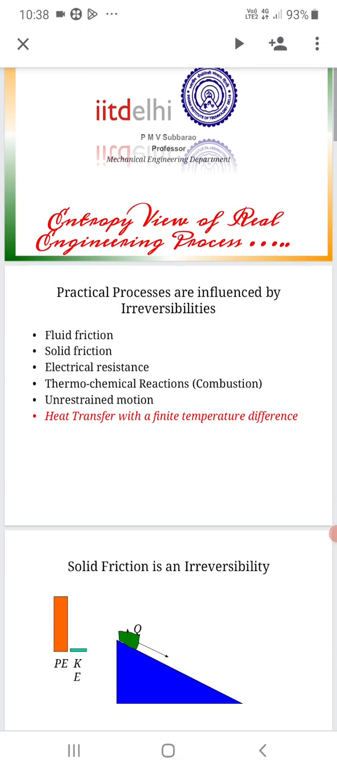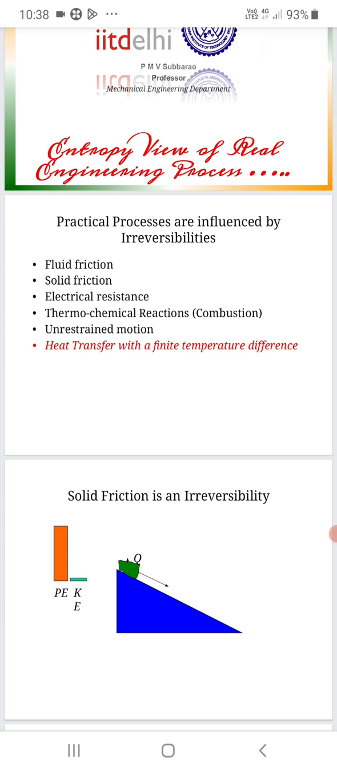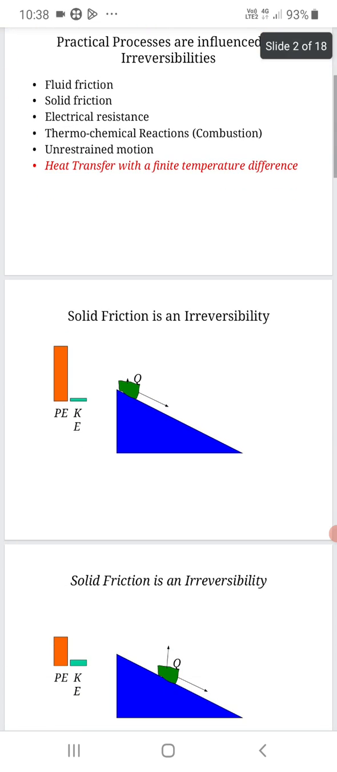And practical processes are influenced by irreversibilities. Irreversibility may happen due to friction, solid friction, fluid friction, and electrical resistance. Solid friction is an irreversibility.